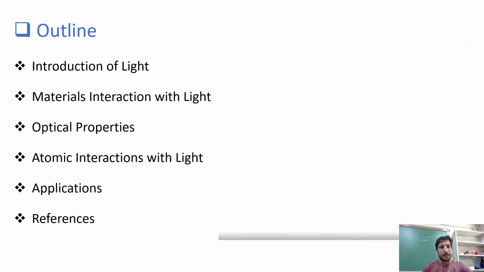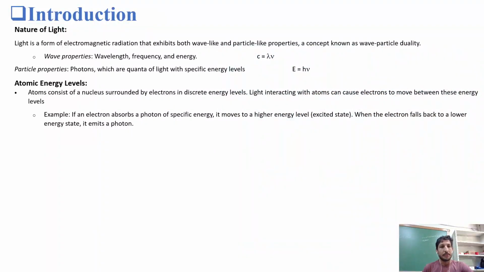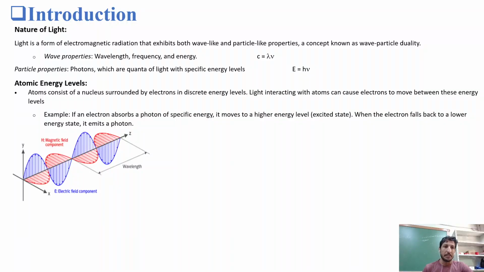So the outline of my presentation is introduction of light, material interaction with light, optical properties, atomic interaction with light, followed by application and references. So as we have the introduction part, what is the nature of light? Light is a form of electromagnetic radiation that shows both behaviors, wave and particle.